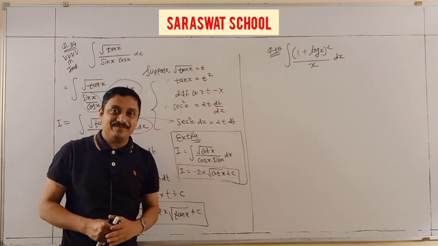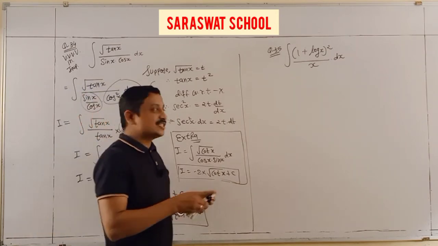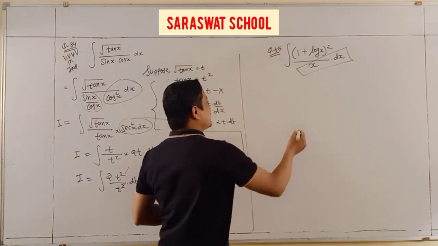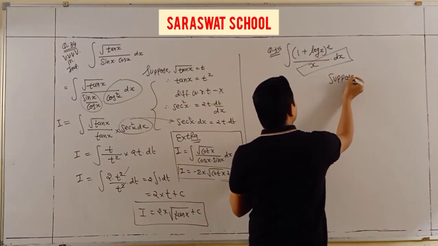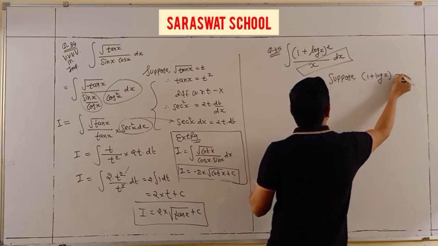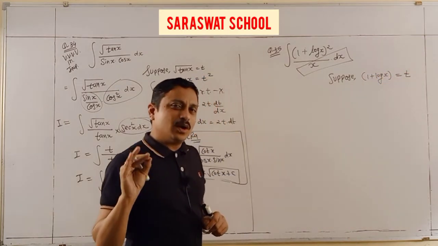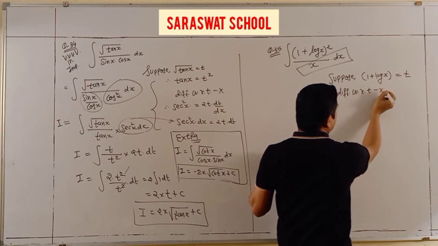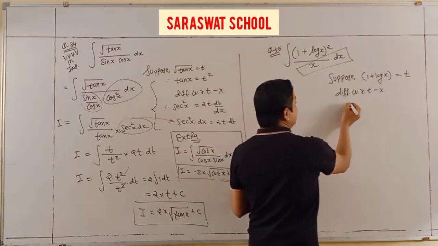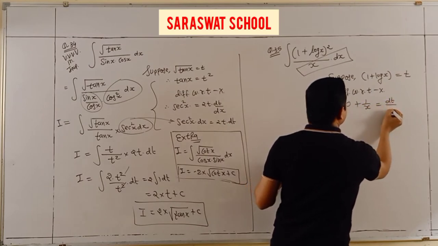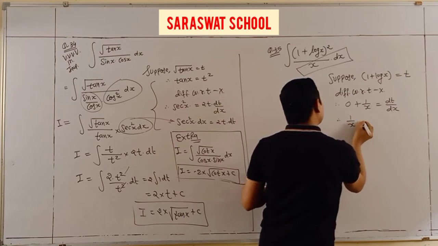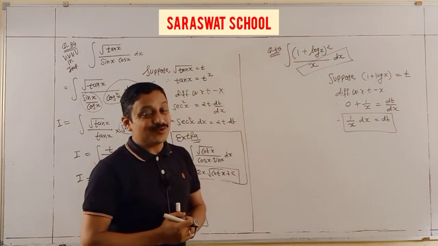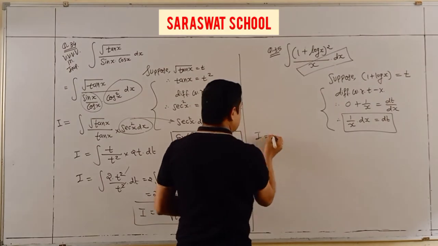Yes. Now 35. 35 is a log function given. So let me think about that. Dx by x is the derivative of log x. So students, I start. Suppose 1 plus log x is t. Don't write the whole square also, only 1 plus log x. So differentiation with respect to x: the derivative of 1 is 0, here 1 by x, and then dt by dx. So what is 1 upon x dx, students? It is dt.